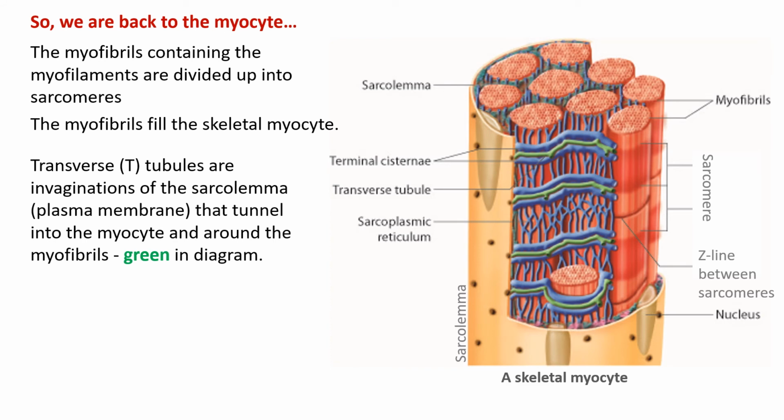Another thing that we have are things called transverse or T tubules. They're green in this diagram. These are invaginations, usually gets a giggle as well, of the sarcolemma. So the sarcolemma basically dips in and forms a tunnel into the myocyte and around the myofibrils.